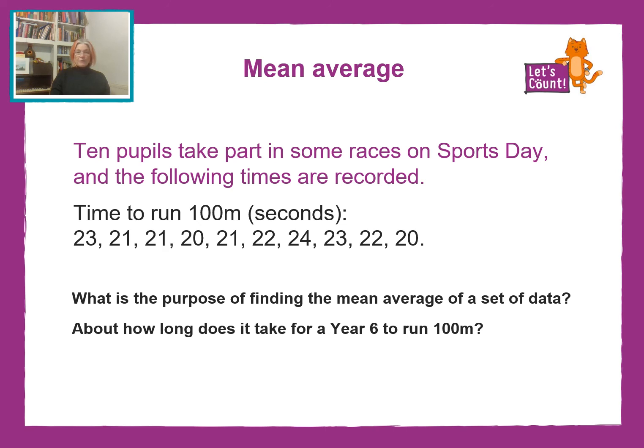What we want from those figures is one figure which represents them all, and to calculate the mean we find the total for all 10 pupils and then distribute those times equally between the 10 to come up with that representative figure. We find the total and divide by the number of values we have.